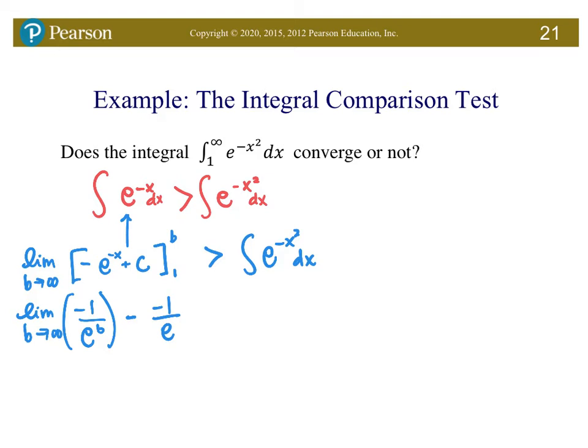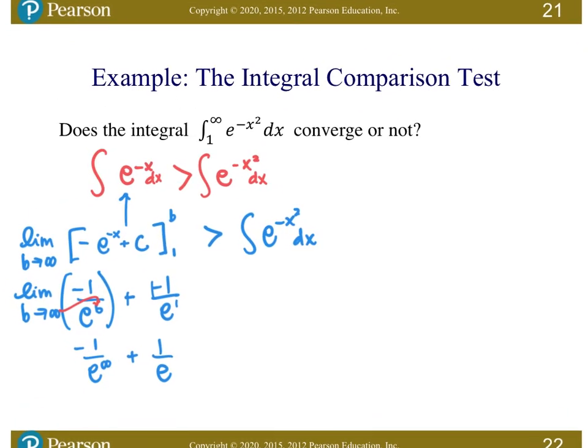Don't need the limit on that part because that one I just plugged in the number 1, so I get a double negative. And when I substitute in infinity in here, I get negative 1 over e to the infinity plus 1 over e. So this is going to simplify. Of course, this goes to 0. And so I'm going to get 1 over e. It converges to the value of 1 over e.